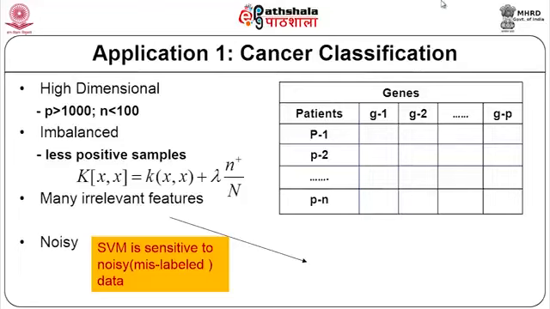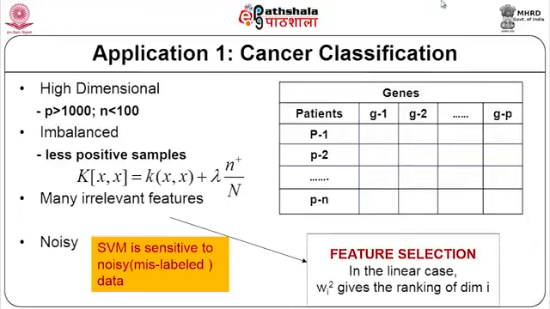Now, there are many irrelevant features also. So, feature selection is very important. You have to select the features such that your dimension is reduced. In the linear case, the w_i gradients give the ranking of dimension i. Also, SVM is sensitive to noisy mislabeled data. This is another issue that we have to tackle.